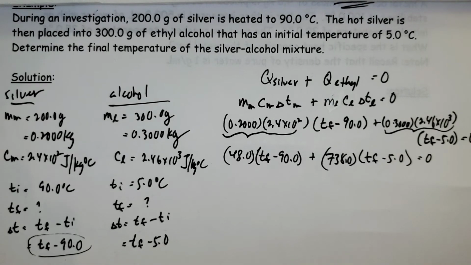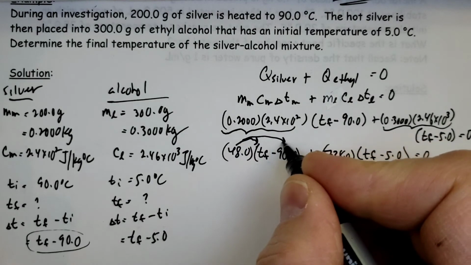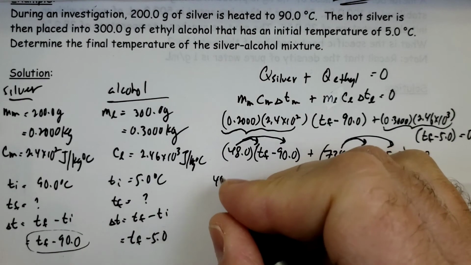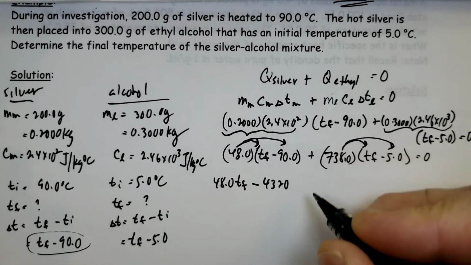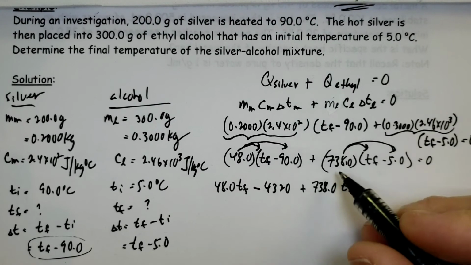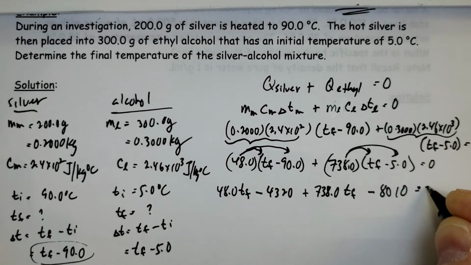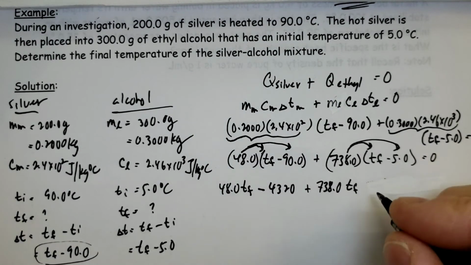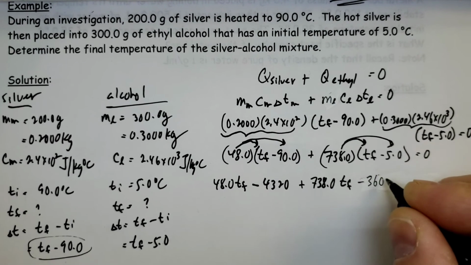So simplifying a little bit more. Now, of course, the next thing you do here, so we have a monomial and a binomial. So yes, distribute the monomial over the binomial. So 48 times TF is 48 TF. 48 multiplied by negative 90 is negative 4320. 738 multiplied by TF is going to give me this. Then 738 multiplied by a negative 5. Jumped ahead there, so I'm going to have to back up here with some magic. 738 multiplied by negative 5 is negative 3690.